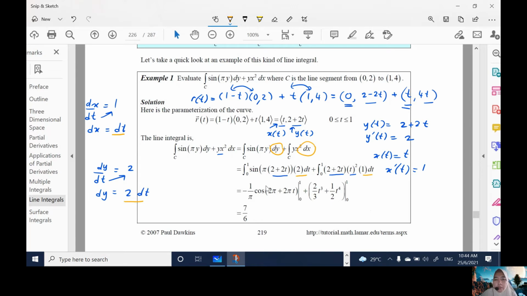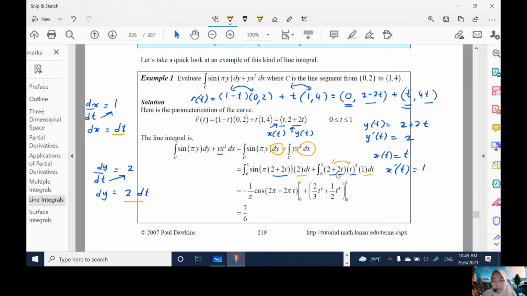Before we find the integral value, you are supposed to expand. This 2 is a constant, so you can put it in front. Then we expand the bracket for the second part, so this becomes 2t squared plus 2t to the power 3. These two constants we can write in front here. Then we do the integration with respect to t. The integration of sine will be negative cosine, and the constants will be cancelled out. Then we get this answer after simplification.